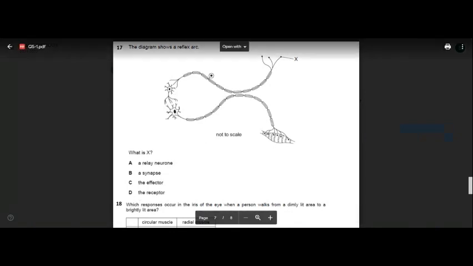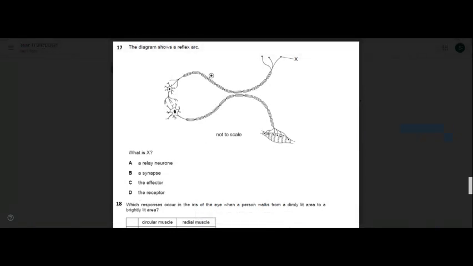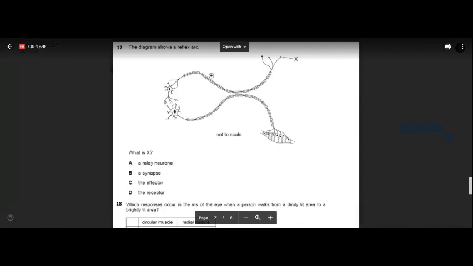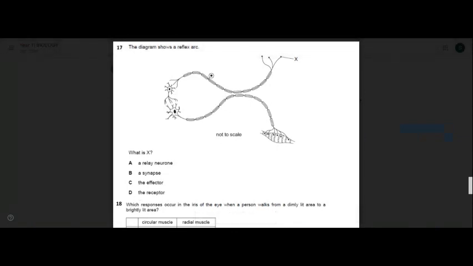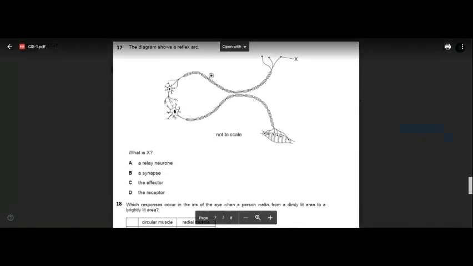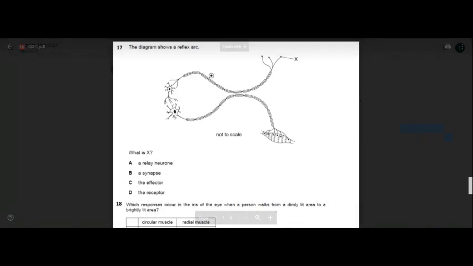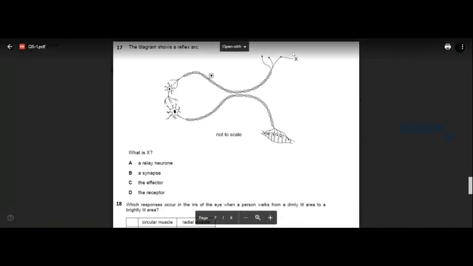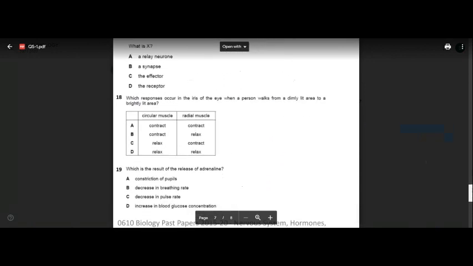Synapse is everywhere. A junction between two neurons or nerve cells is called a synapse. It is actually a small gap between them. They are not directly in contact. The effector can be a muscle or a gland. So I refer to this part. So this is the effector. What is left? The receptor. So X is the receptor, which receives or detects changes in the environment.